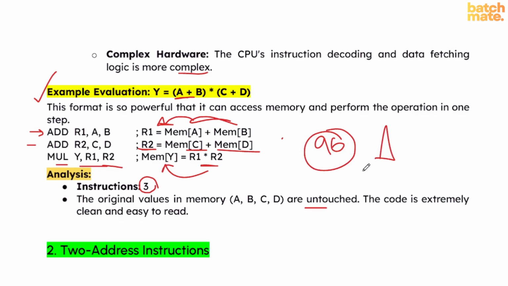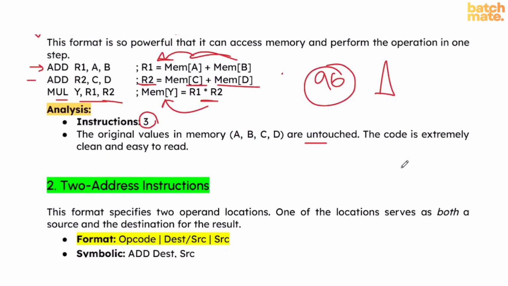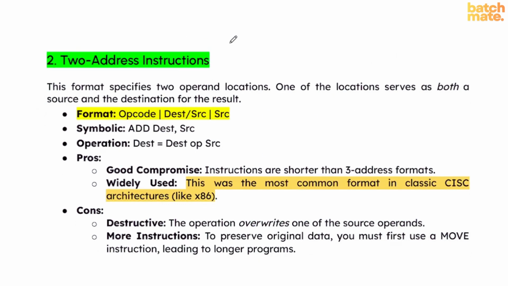So, what if we can't afford that complexity? What if we only have room for 2 addresses? That forces us to change our strategy completely, and that is what we will see next. Now, let's look at the 2 address format. This is the compromise. It is historically the most common format used in your classic Intel x86 chips.